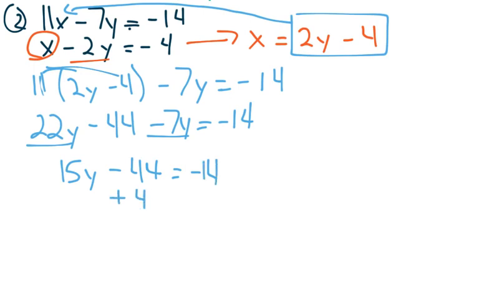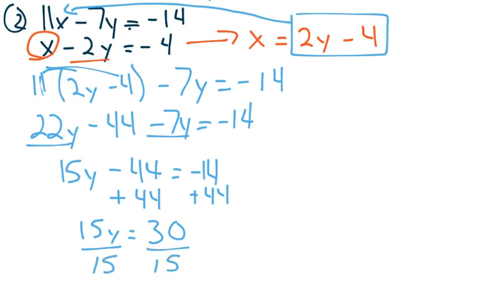Two-step equation from here. Add 44. Add 44. 15y is equal to negative 14 plus 44. That would leave me with 30. Divide both sides by 15. Means y is equal to 2. Okay, so now we got step 2 done.